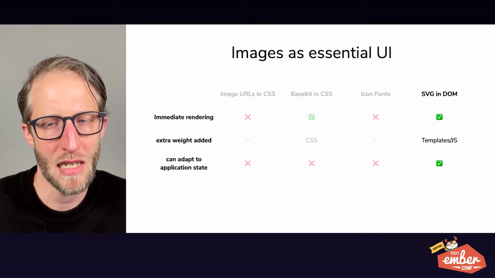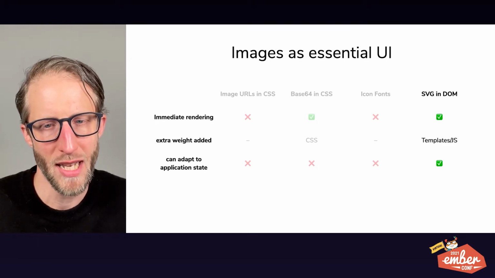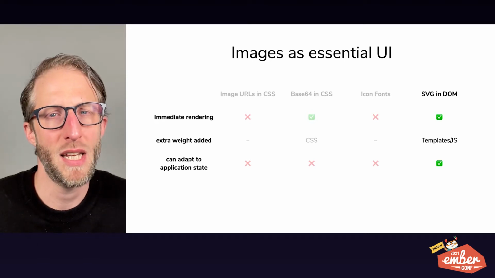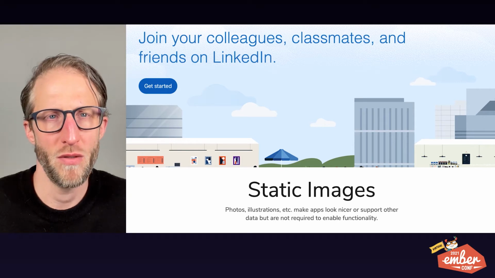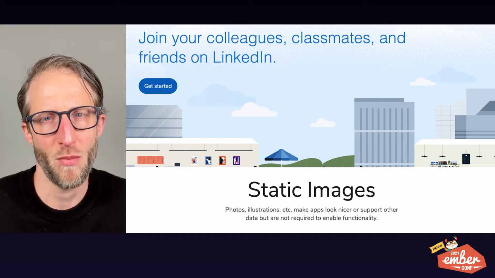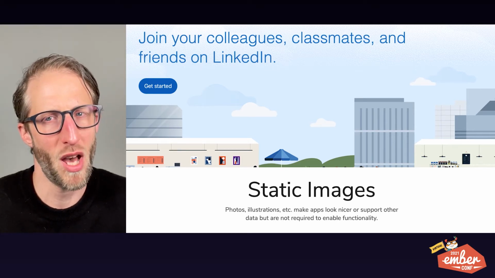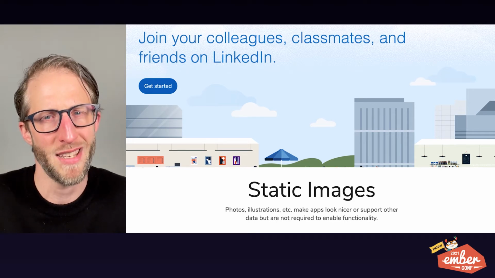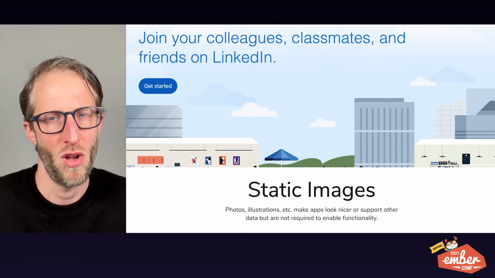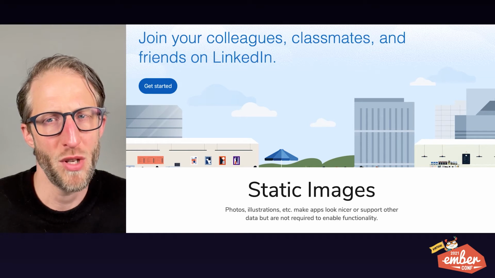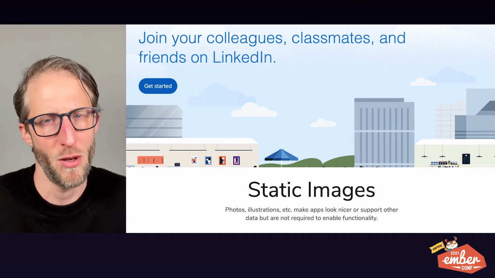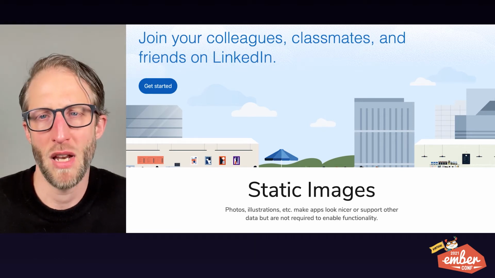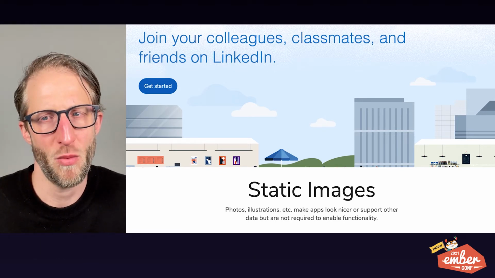So leaving icons and indicators behind us now, let's look at the next kind of image we're typically dealing with, which is static images. That includes photos or illustrations that make apps more appealing visually or support other content like text, but aren't really necessary to enable functionality or so. Most often those would be used on sites rather than apps, of course, where there's little functionality anyway. For example, landing pages like this one also from LinkedIn.